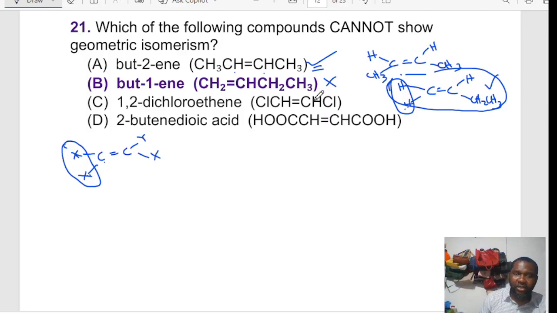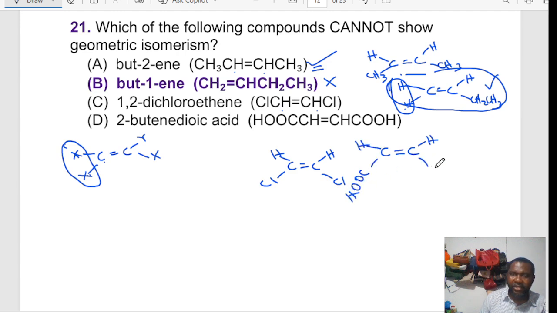But let's try with the other ones. Look at this one, C double bond C. There's a H here, there's a H here. Then there's a Cl here, there's a Cl here. The same thing with this one. You have C double bond C. You have a H here, you have a H here. Then here you have COOH, butenedioic acid, and here you have COOH. Very beautiful. This also exhibits isomerism. So option B does not exhibit isomerism.